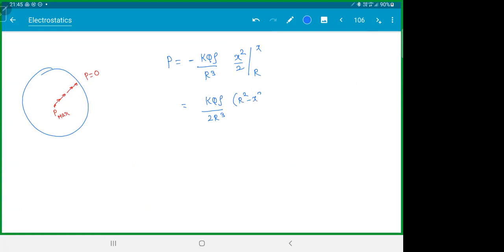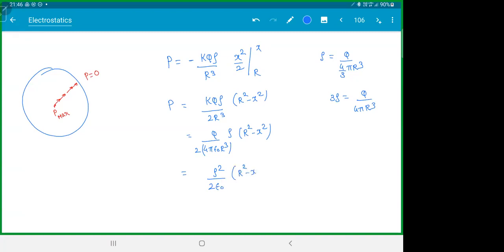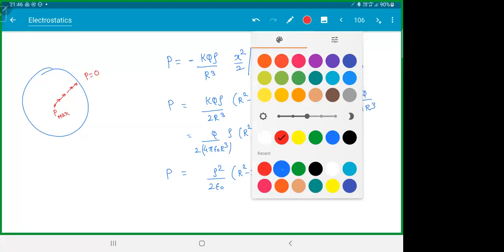R square minus x square. I will just convert this. Rho is nothing but q by 4 by 3 pi r cube. So this is 1 by 4 pi epsilon r cube. That is the k value. To q rho, r square minus x square. So you can write this thing as 3 rho is q by 4 pi r cube. So this guy becomes rho square by 2 epsilon, r square minus x square. This is the pressure inside a solid sphere as a function of x.